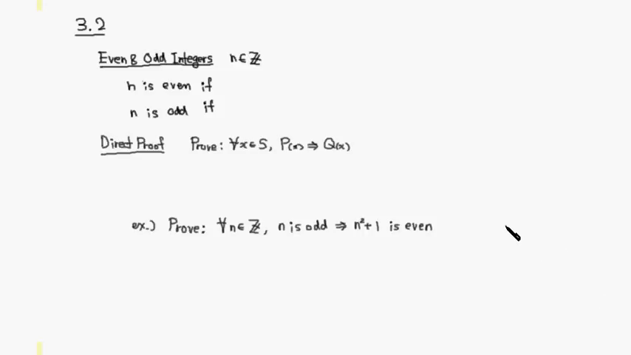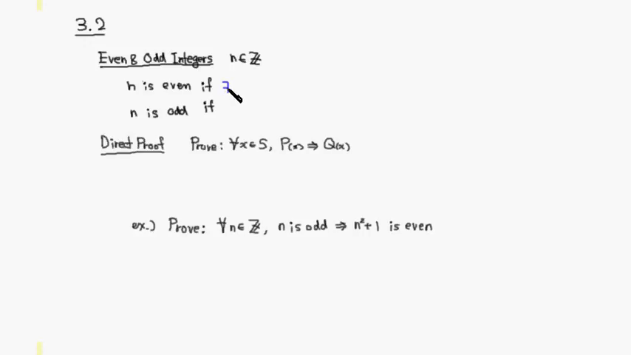Okay, let's look at section 3.2. This section mainly talks about the direct proof, but before we do direct proof, we're going to define even and odd integers. All right, so let's look at that. Let's say n is an integer, and n is even if it's divisible by 2. So here's how we do it.